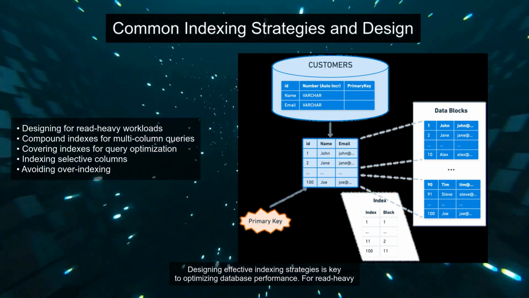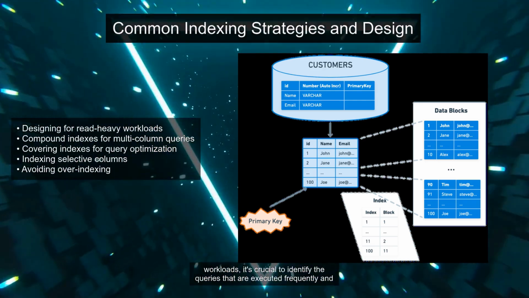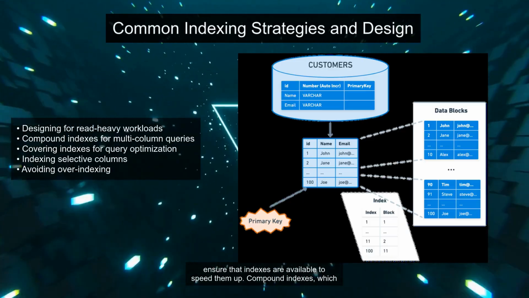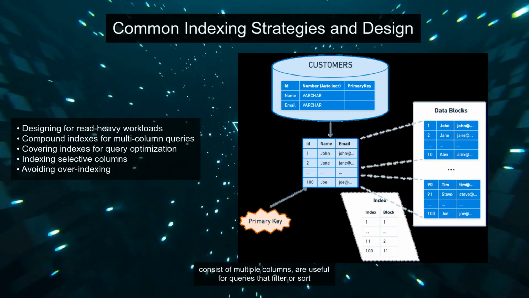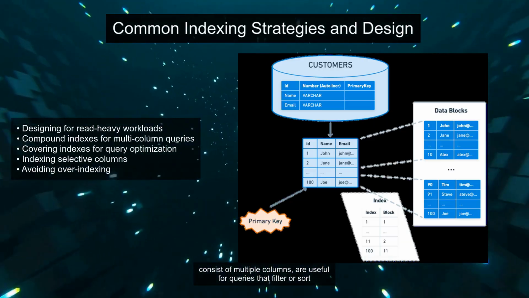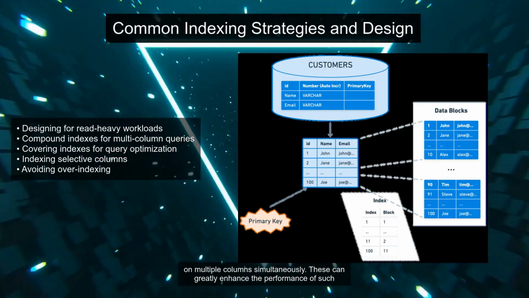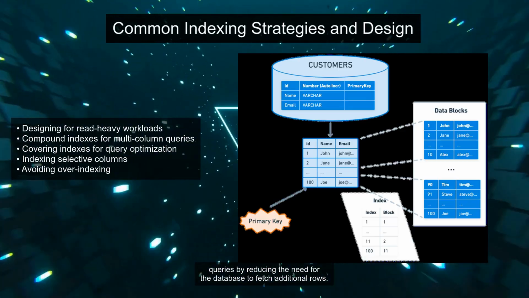Designing effective indexing strategies is key to optimizing database performance. For read-heavy workloads, it's crucial to identify the queries that are executed frequently and ensure that indexes are available to speed them up. Compound indexes, which consist of multiple columns, are useful for queries that filter or sort on multiple columns simultaneously. These can greatly enhance the performance of such queries by reducing the need for the database to fetch additional rows.